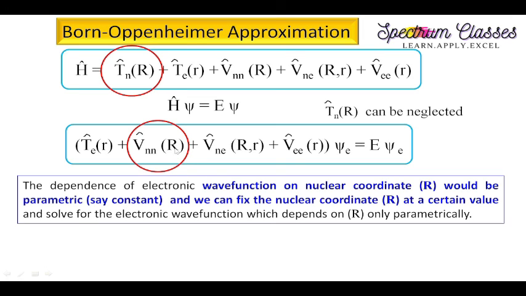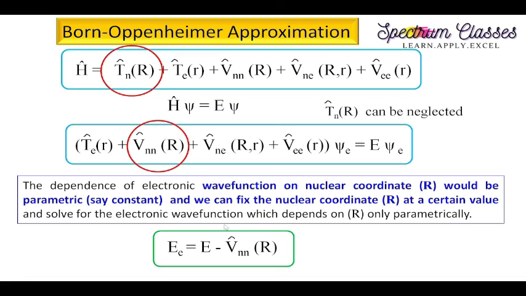because the dependence of the electronic wave function on nuclear coordinates would be parametric. Means if we fix these nuclear coordinates at a certain value, then this will become a constant, and if this becomes a constant, we move it to the right hand side. So here what we will get is E minus VNN(R). So if this is a constant, this part will also be a constant, and this will change the eigenvalues of total energy, will give the electronic energy value. So in other words, we can say electronic energy eigenvalues are shifted by a constant value.